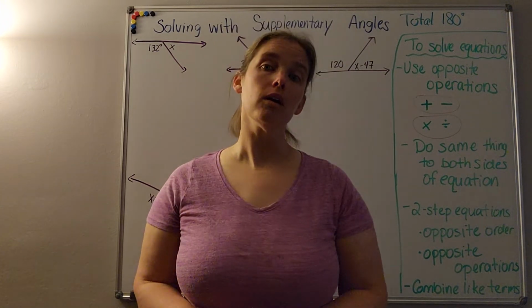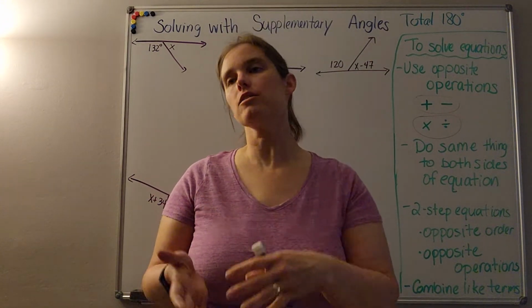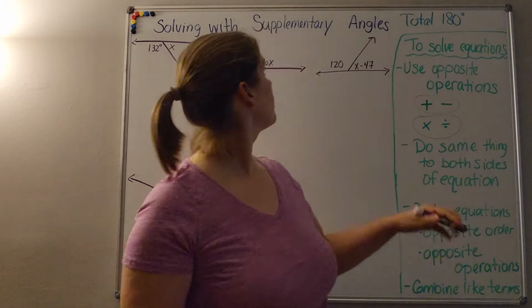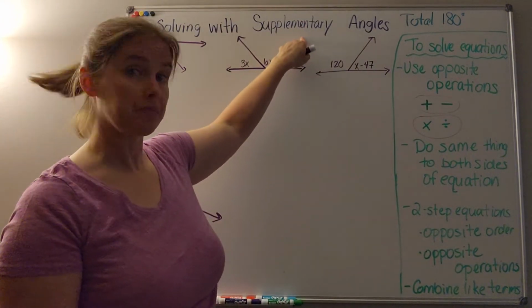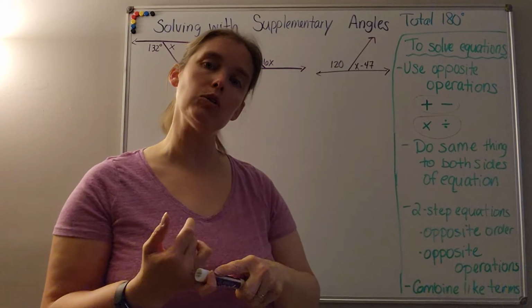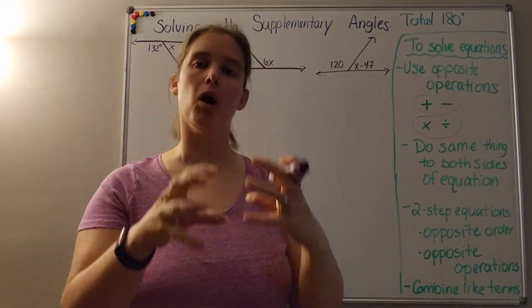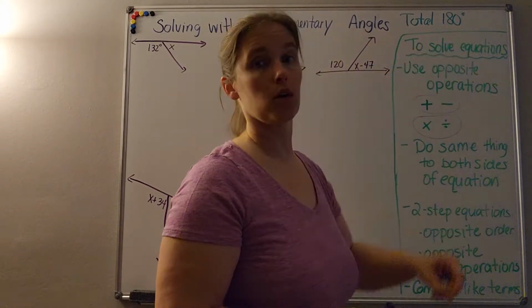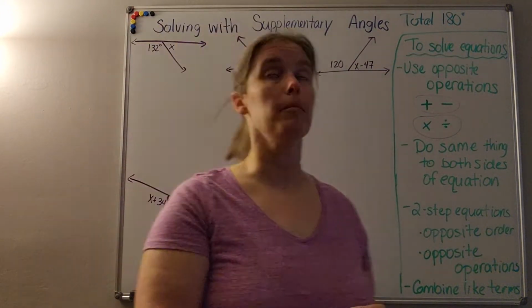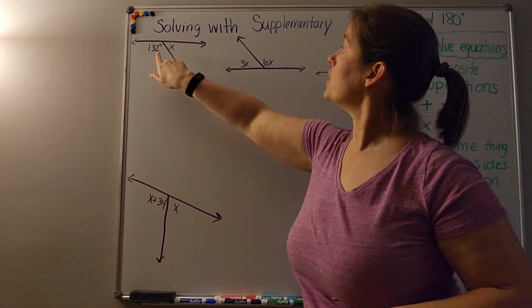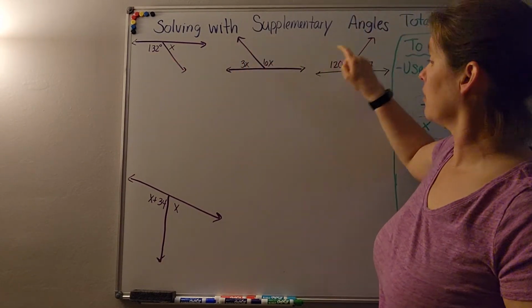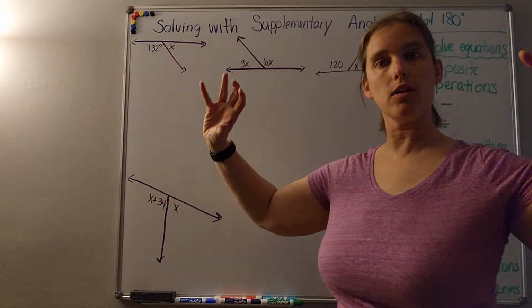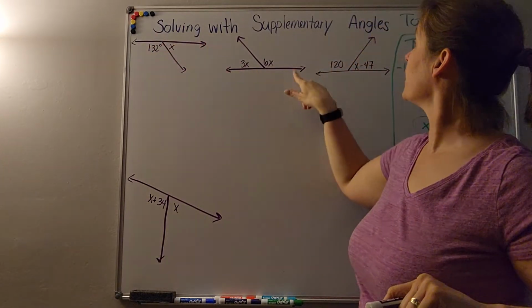In this video, we are going to look at how to solve for x or any other variable when you have supplementary angles. Remember, supplementary angles mean the two small angles, when you add them together, total 180 degrees. In all of our examples here, you'll see two small angles that come together and form a straight line.